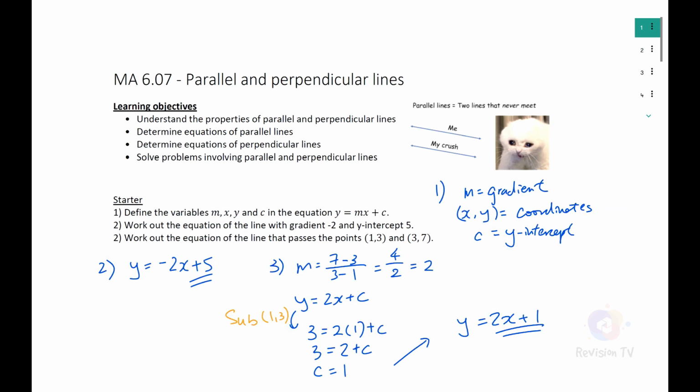Here are the answers for the starter. For y equals mx plus c, m refers to the gradient. X and y represent the coordinates, and c represents the y-intercept. Question 2, the equation of a line is y equals mx plus c. We know m is the gradient, so y equals negative 2x plus c, with a gradient of 5.